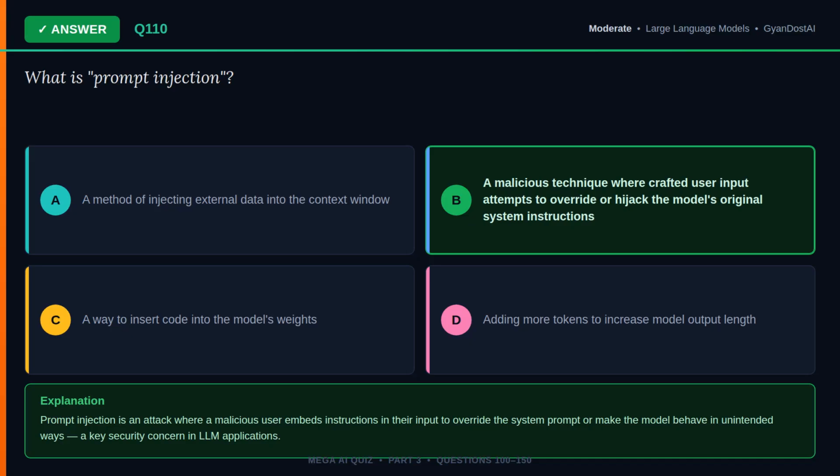Question 110. The correct answer is B. A malicious technique where crafted user input attempts to override or hijack the model's original system instructions. Prompt injection is an attack where a malicious user embeds instructions in their input to override the system prompt or make the model behave in unintended ways, a key security concern in LLM applications.